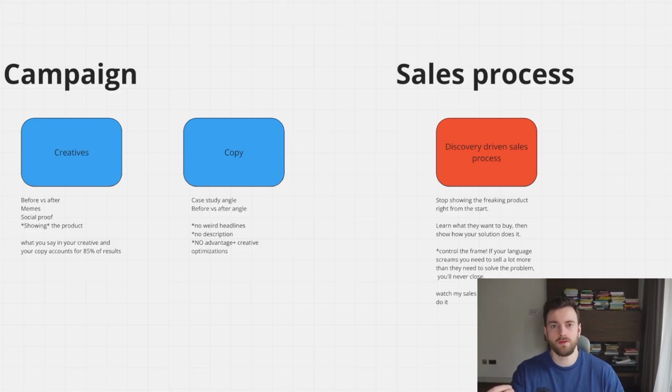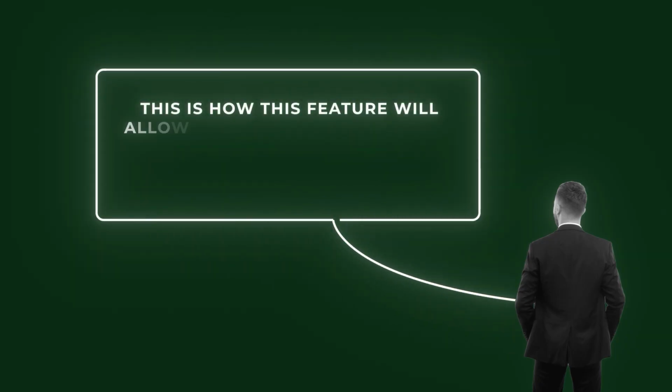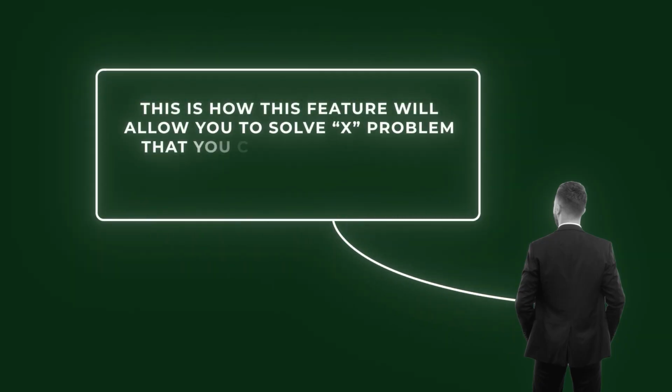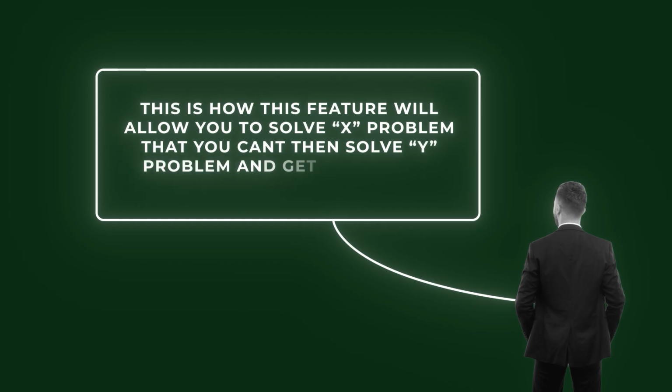You first need to learn what the person needs and what they actually want to buy, because oftentimes you can hear them even say, look, I'm looking for X which can do Y so that we can get to Z. And then guess what? When presenting your product, you're gonna do exactly this. This is how this feature is gonna allow you to solve X problem so that you can then solve Y problem and get to your Z desired outcome.